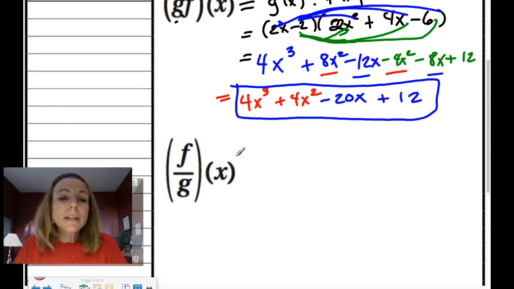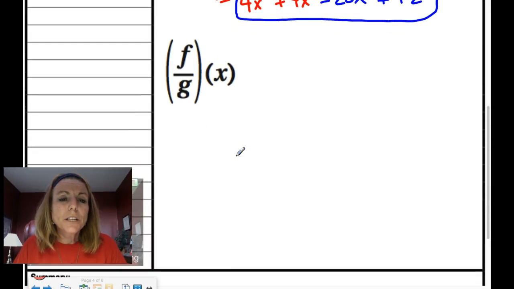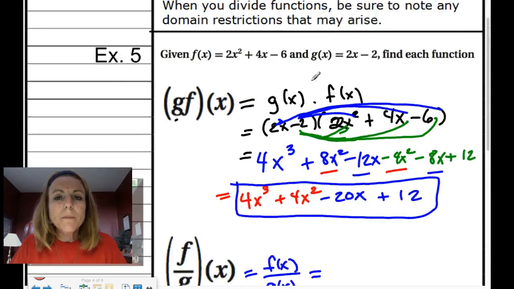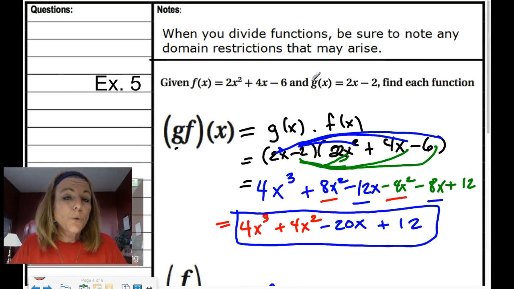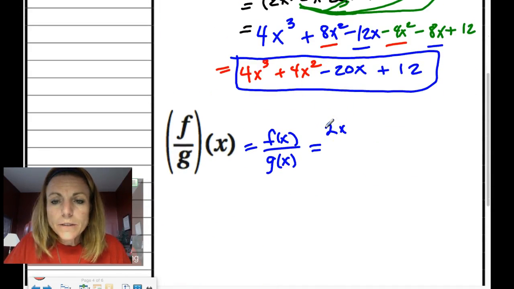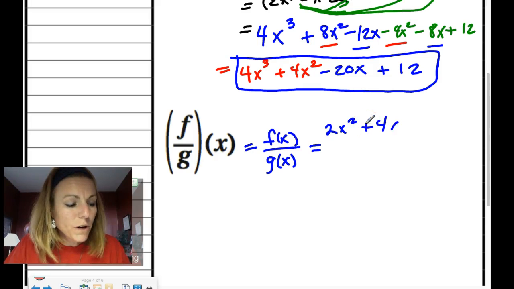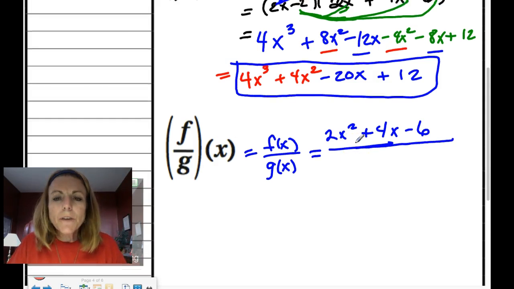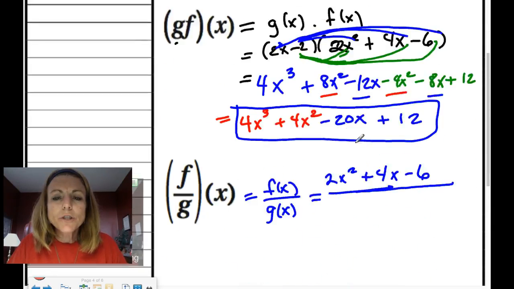That's multiplying. Now we're going to divide the two functions. So we're going to take f of x divided by g of x. So I have to scroll back up because f of x is the 2x squared plus 4x minus 6. So I'm going to write that. 2x squared plus 4x minus 6 all over g of x, which is 2x minus 2.